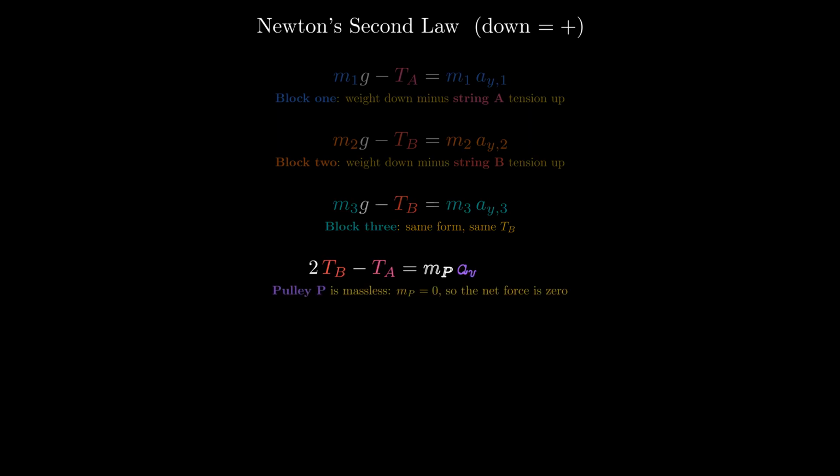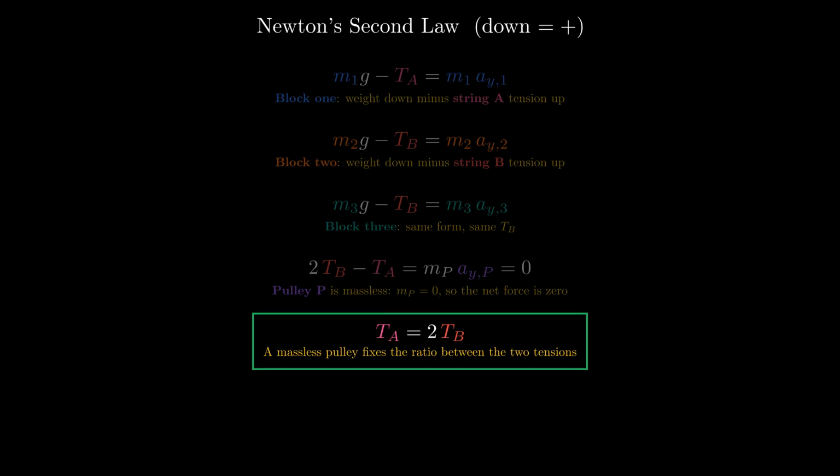Now the pulley, it is massless, so the net force on it must be 0 no matter how it accelerates. The two downward pulls of string B together, twice T sub B, minus the upward pull T sub A, equal the pulley's mass times its acceleration, but that mass is 0. So twice the tension in string B equals the tension in string A. A massless pulley forces that fixed ratio between the two strings.